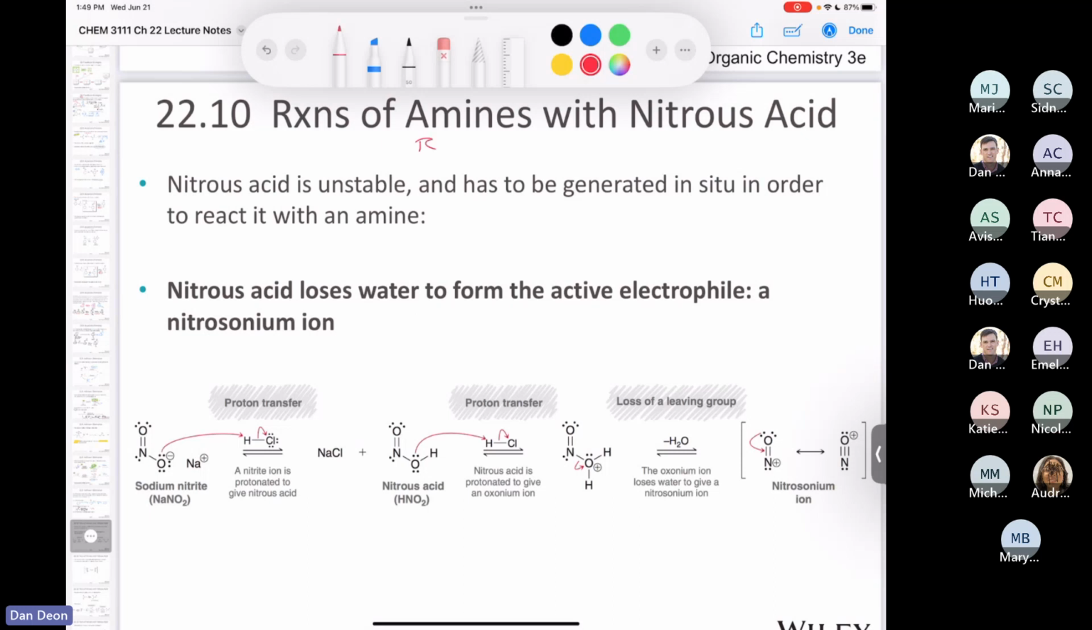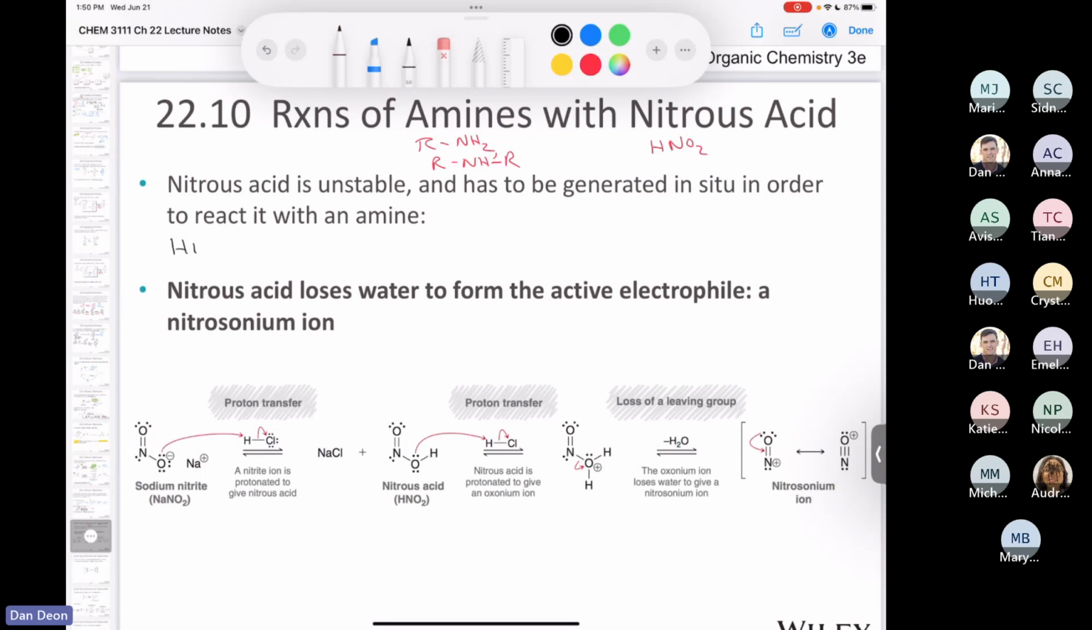So amines, and I just put a primary amine for the heck of it, okay? But when it says amines, it means primary and secondary in this section. So primary and secondary amines with nitrous acid. So what's the formula of nitrous acid? It's HNO2.